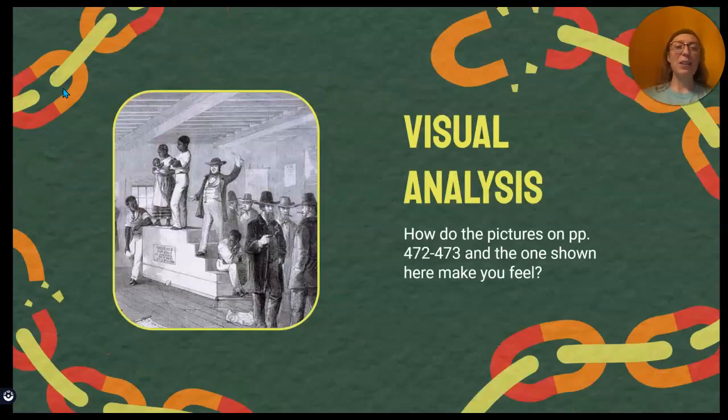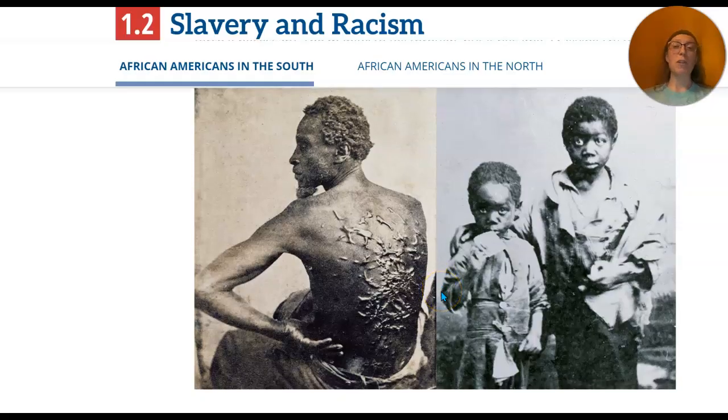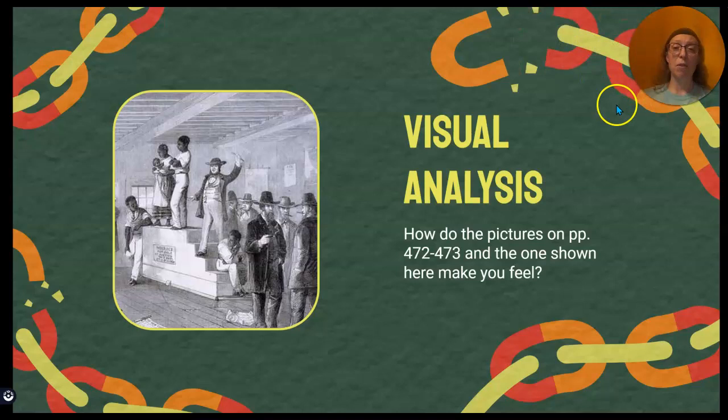We're going to start with taking a look at some pictures. So right here we have a picture of an auction where they are auctioning off people to be enslaved. You can also look at pages 472 and 473 in the textbook where we have these two images of enslaved people. And think about, how do they make you feel? We can be very uncomfortable when we look at images like this, and they should make us uncomfortable. This is not a good part of history.